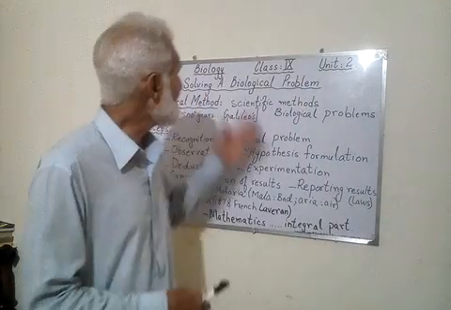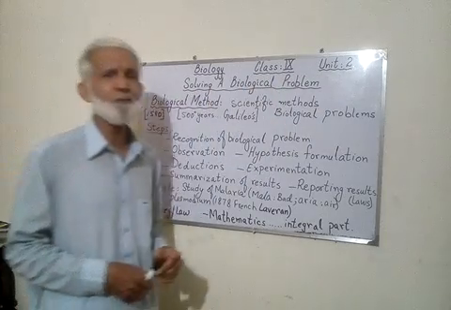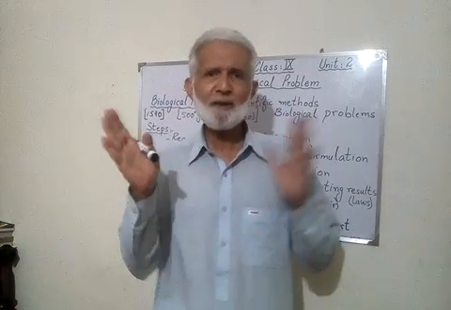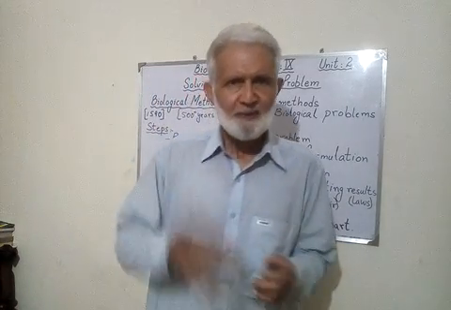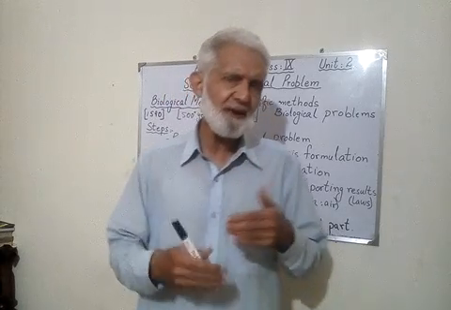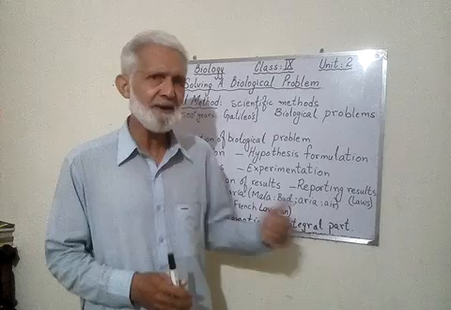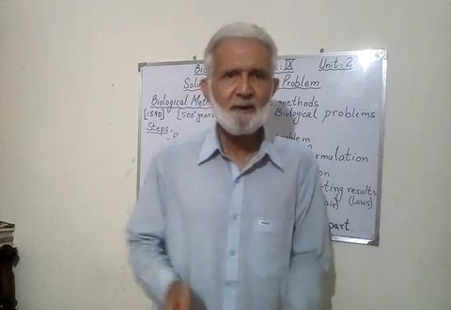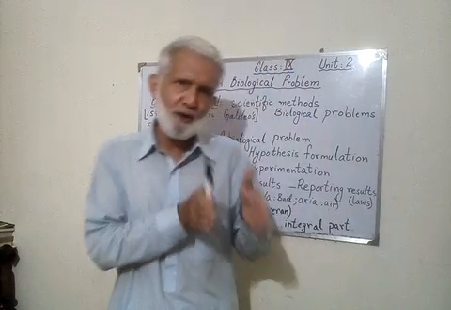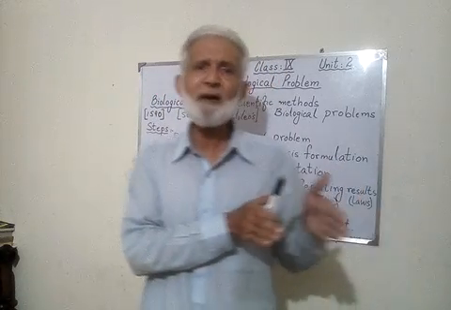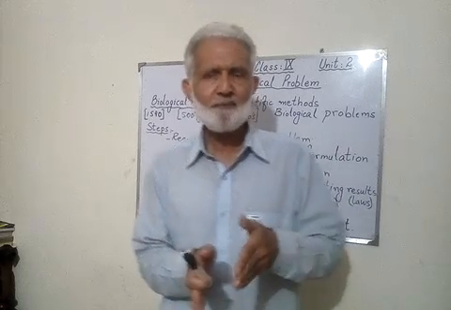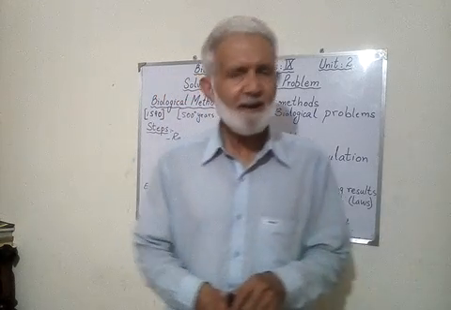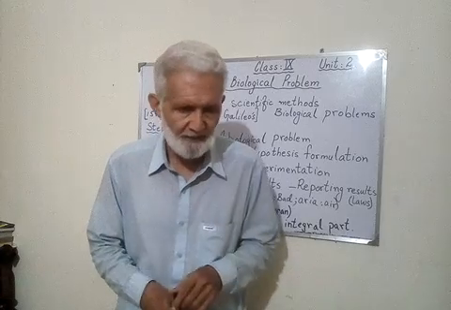So let's start with unit number 2, that is solving a biological problem. Whenever we start a lesson, we must know what the topic says. When you read a story, from the title you know what the story is about. So this unit number 2 is about biological problems. We must recall what science is. Science says that we make observations and conduct experiments to prove our own observations. Then it means we are working with science. This is what science is.